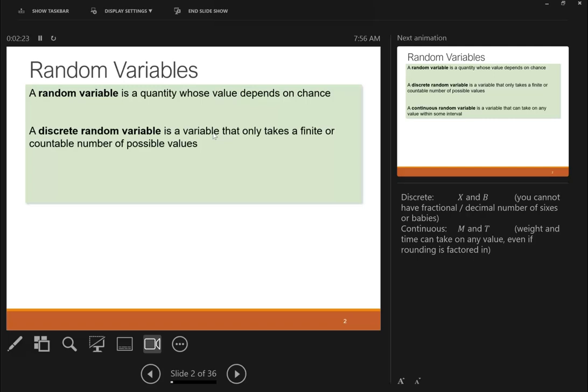An example of a discrete random variable would be which side of a die you roll, right? Like a 1, 2, 3, 4, 5, or 6. There are only 6 outcomes possible. That's countable and finite.